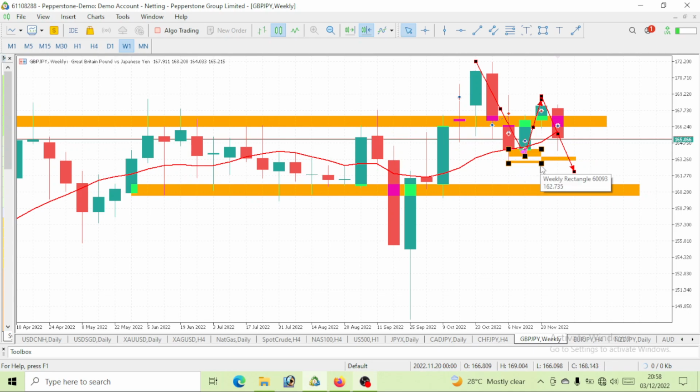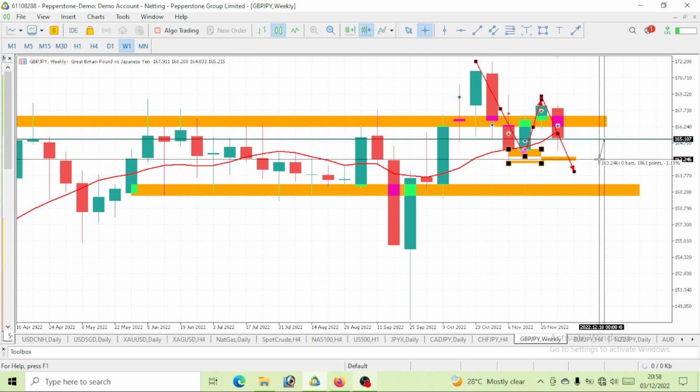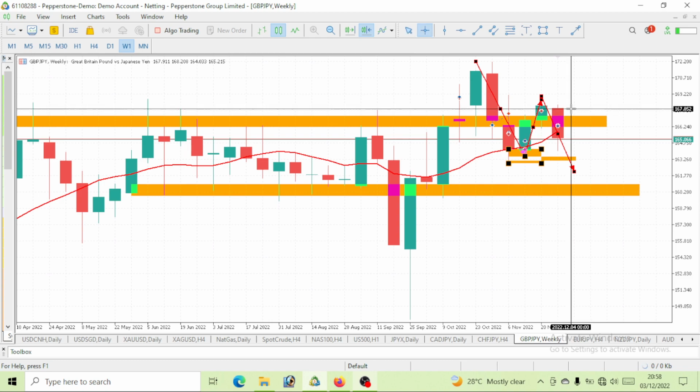So watch out for GBPJPY. If it is not able to break it, at least it should tap it, which will give us a level of 163. Like I said, we are trading at 165, so from here to this level of 163, that is about 180 pips. Let's see from the week that just finished: we went bearish and had about 270 pips on GBPJPY.